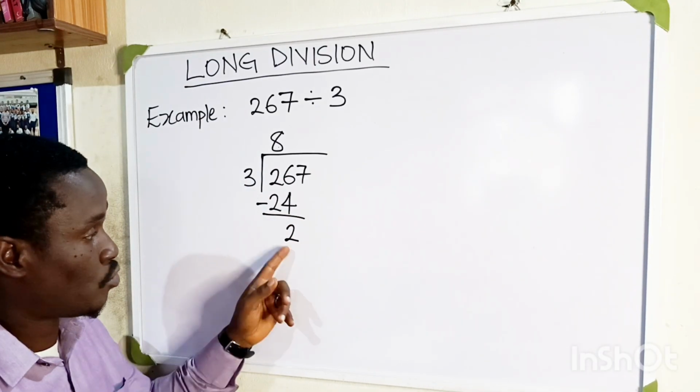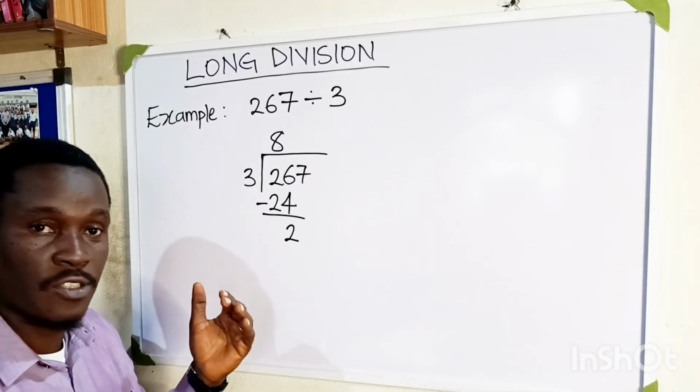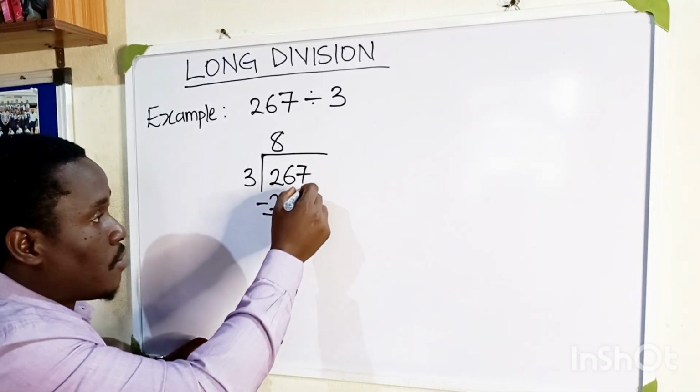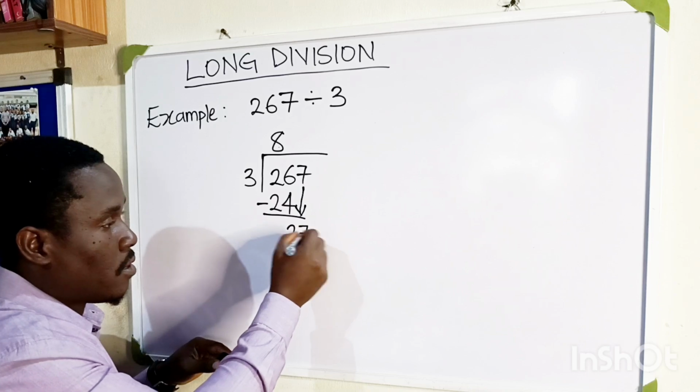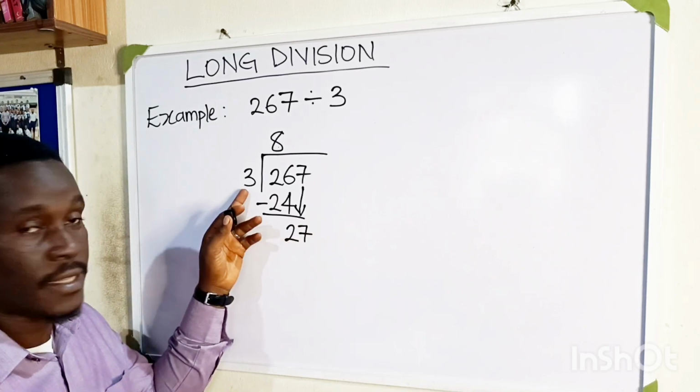And once again, 2 divided by 3 is not possible. So we have to bring down 7 to make it bigger than 3. 27 divided by 3 is 9.